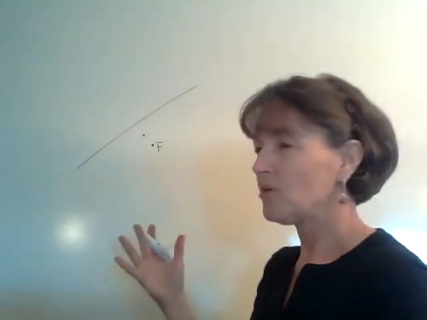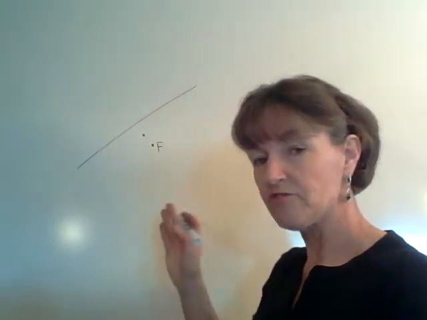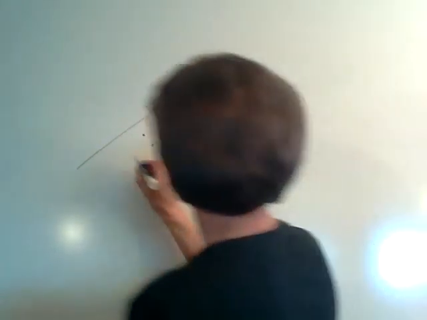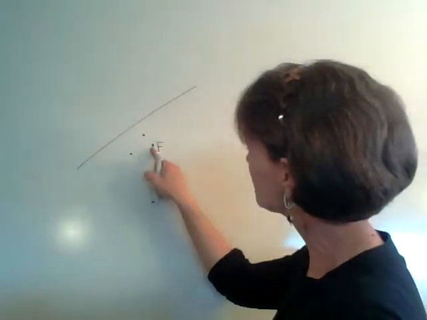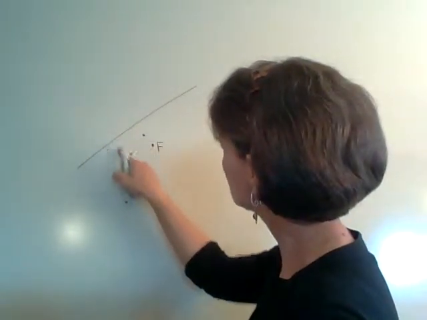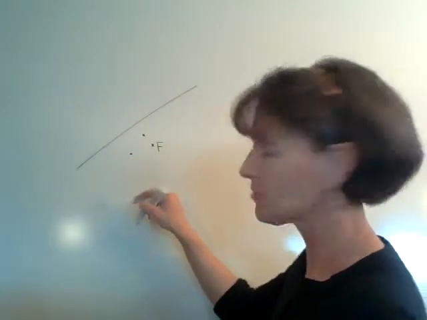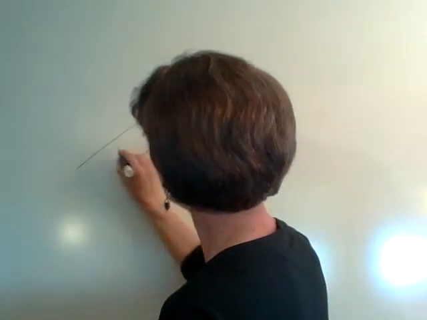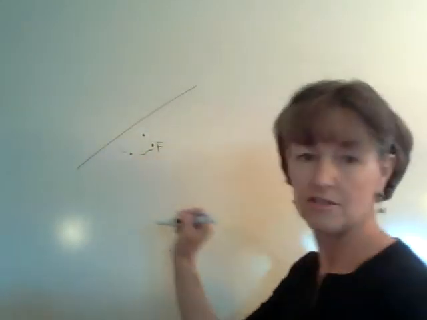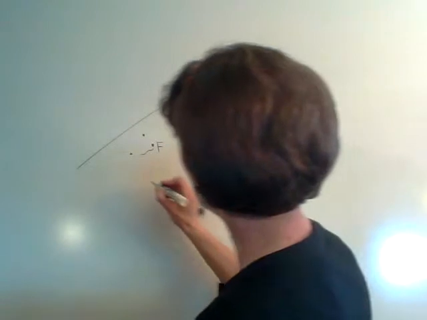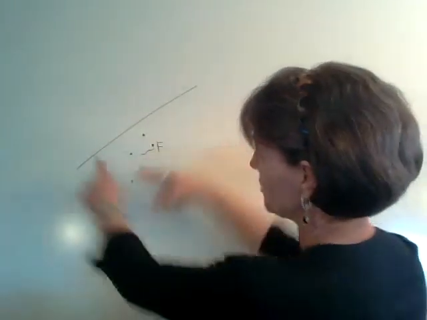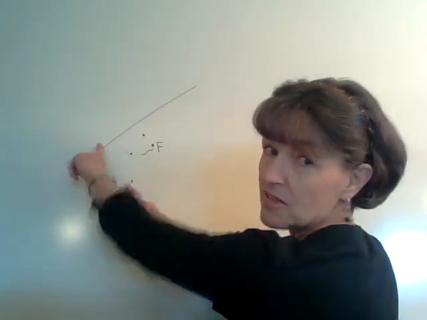Now, let me find another point that appears to be the same distance from F as it is from the line. All right, so just eyeballing, it appears that this point might be the same distance from F as it is from this line. Remember, to measure the distance from a point to a line, you go perpendicular. So this distance here looks to me to be about the same as this distance here. All right, well, let's find another point. This point is getting pretty far out there. It looks to be about the same distance from F as it is from this line.